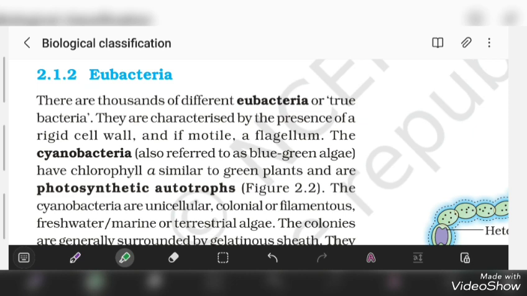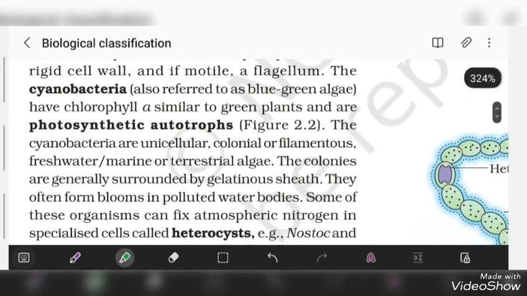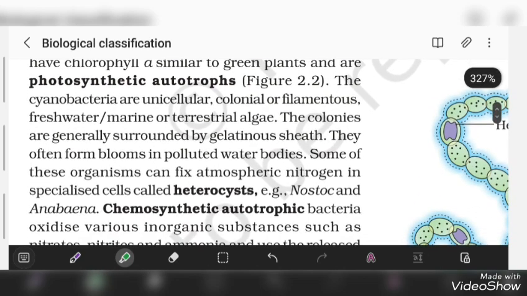Eubacteria. There are thousands of different eubacteria or true bacteria. They are characterized by the presence of a rigid cell wall and, if motile, a flagellum. The cyanobacteria, also referred to as blue-green algae, have chlorophyll a similar to green plants and are photosynthetic autotrophs. The cyanobacteria are unicellular, colonial or filamentous, freshwater, marine or terrestrial algae. The colonies are generally surrounded by a gelatinous sheath. They often bloom in polluted water bodies.